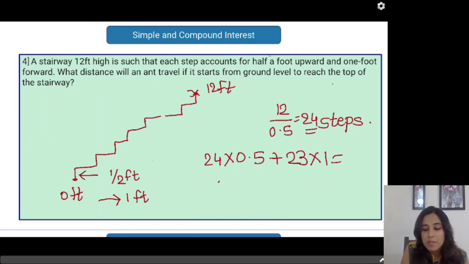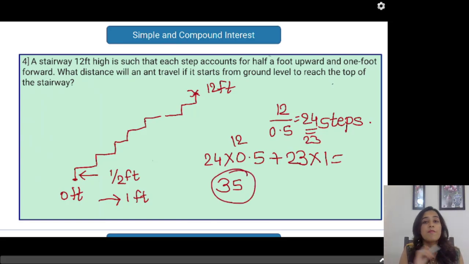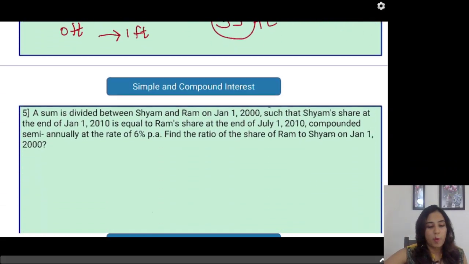So the total comes out as 35, because this is 12 and this is 23. So the ant has to travel 35 feet in order to reach 12 feet high. Now let us see the next problem.